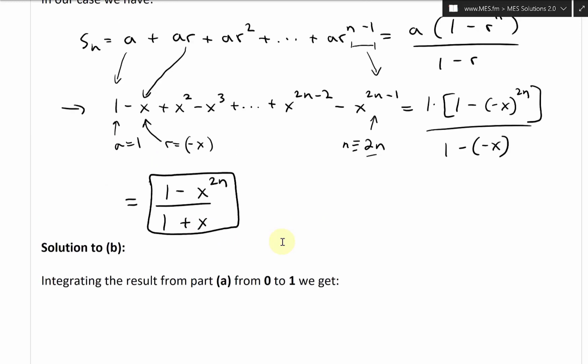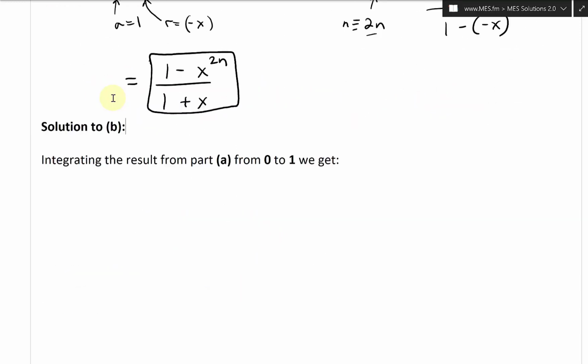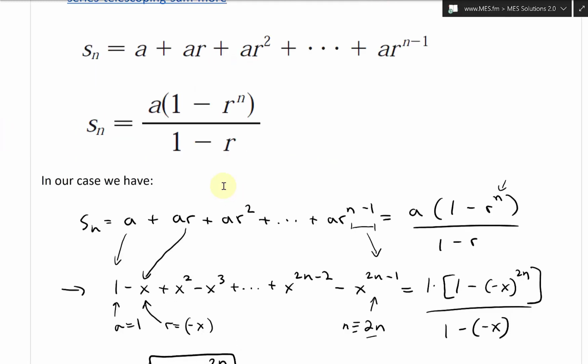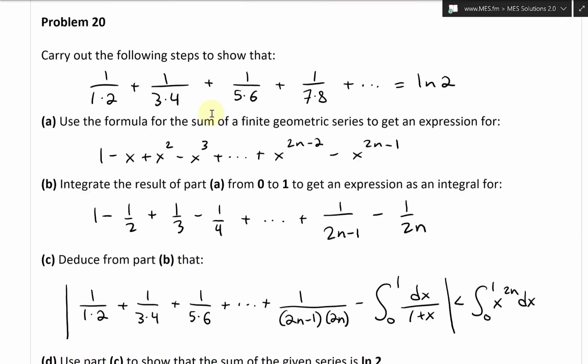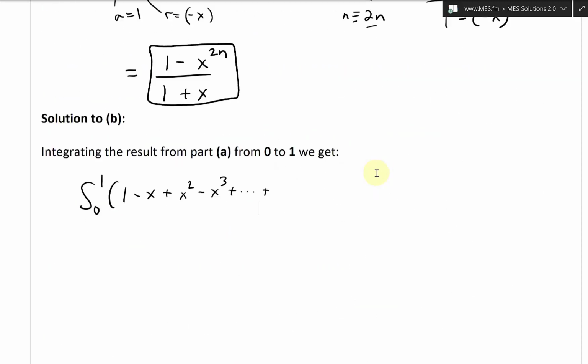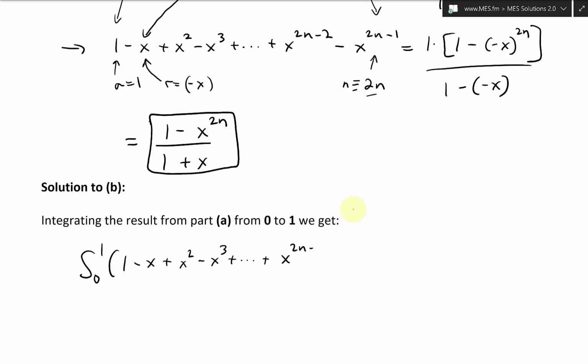Integrating the result from part A from 0 to 1, we put this in the integral. So we're going to go integral from 0 to 1 of 1 minus x plus x squared minus x cubed plus ... and then minus, actually no, it goes all the way to plus. Let's see how it goes. Yeah, the way it's written, it goes minus here, then eventually it's going to be a plus there, minus there. So plus all the way to x to the 2n minus 2 minus x to the 2n minus 1, dx. And now this just equals the integral from 0 to 1 of our sum of the finite geometric series, 1 minus x to the 2n over 1 plus x, and then dx.